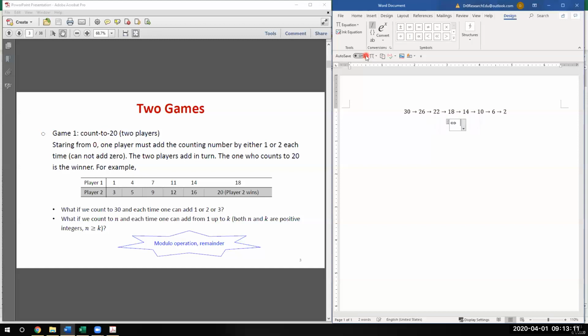This is equivalent to 30 mod 3 plus 1. This is equal to 4.